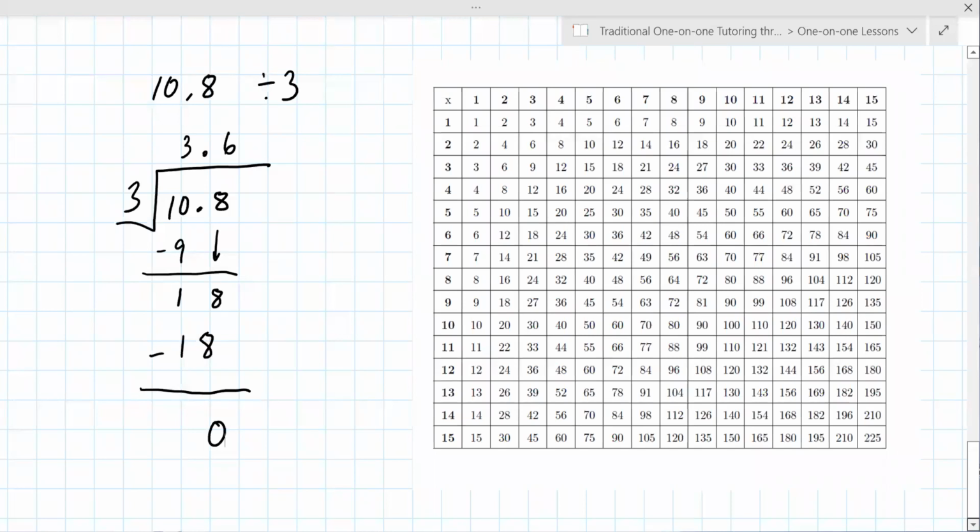You ready for another one? Yep. All right, so let's do 21.5 divided by 5. So 5 goes outside the house, and then 21.5 goes inside. Okay, so we've got to ask ourselves, how does 5 go into 21?